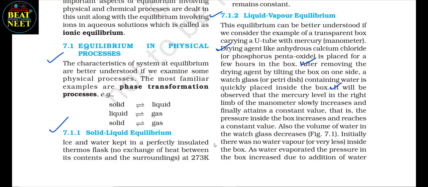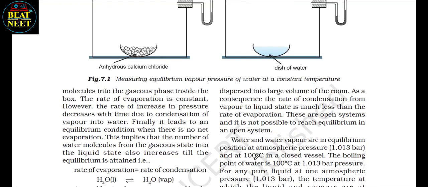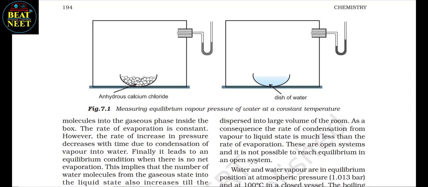It will be observed that the mercury level in the right limb of the manometer slowly increases and finally attains a constant value. That is, the pressure inside the box increases and reaches a constant value. Also, the volume of water in the watch glass decreases. Figure 7.1. Initially, there was no water vapor or very little inside the box. Figure 7.1: Measuring equilibrium vapor pressure of water at a constant temperature.